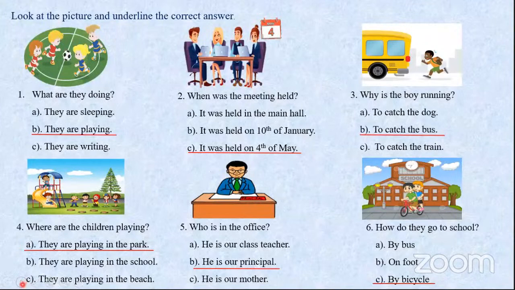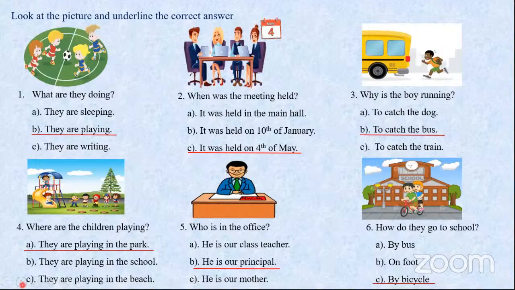And next one, how do they go to school? There are three options: by bus, on foot, by bicycle. In this picture, we can see there are two boys. They are going to school by bicycle. So the answer for this question is by bicycle. Right, these are the answers for the first activity.